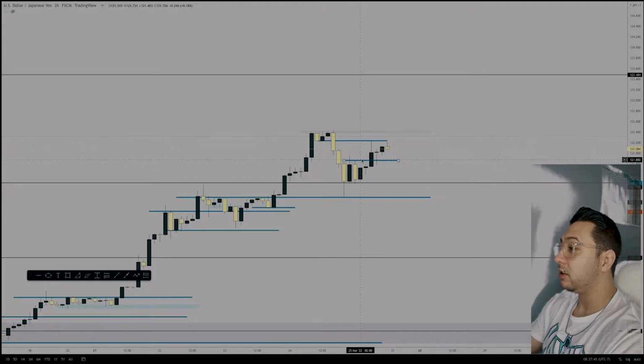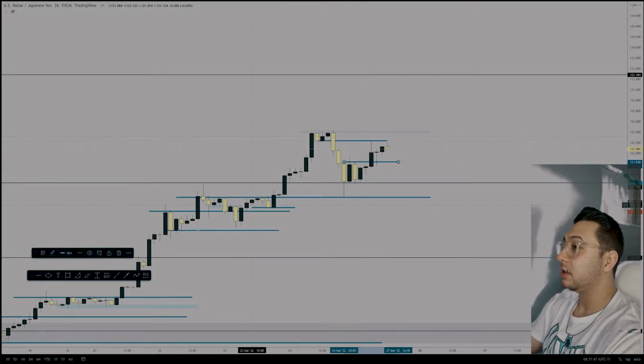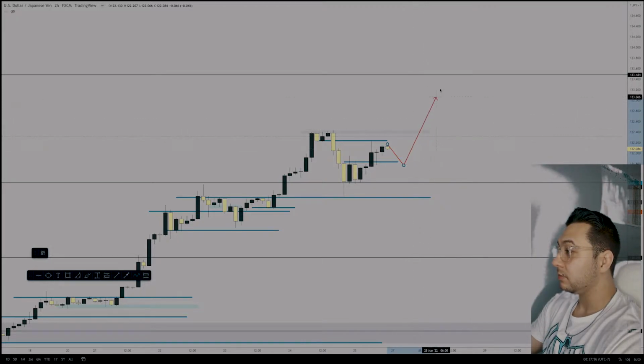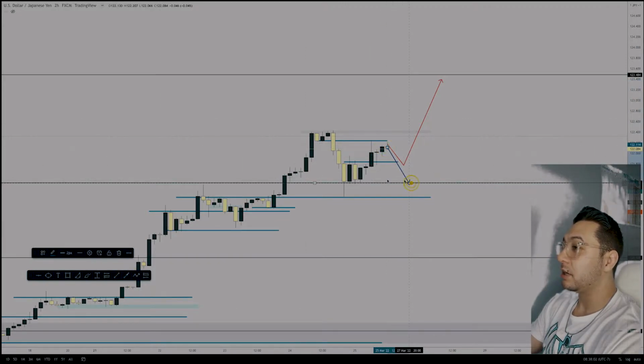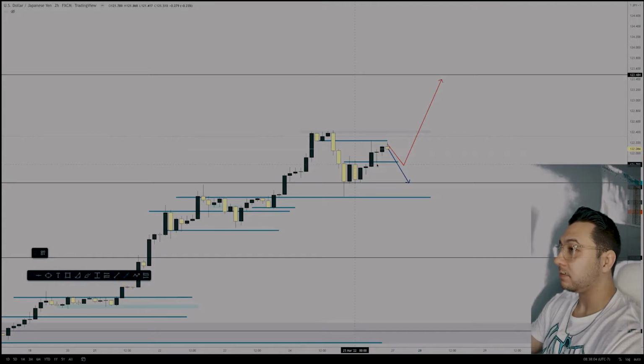It needs to make a higher low, so perhaps something like this resistance here. We would need to see something like this here, then continue up and break this zone to go up to here. If that does not work, we could possibly come down here, this level, before attempting this resistance up here.